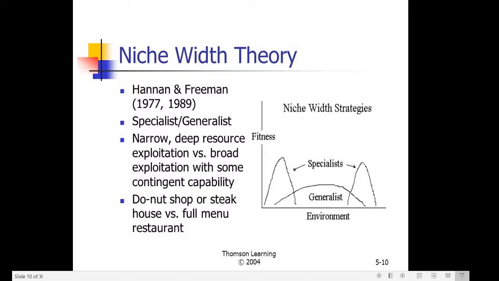Narrow deep resource exploitation, versus broad exploitation with some contingent capability. Here I explain: in the specialist species, there is a separate species with different characters and different fitness factors, all varied. But generalist means the curves of those species overlap, and the species have similar characters. You can see the species can survive with these factors, this environmental factor variation.